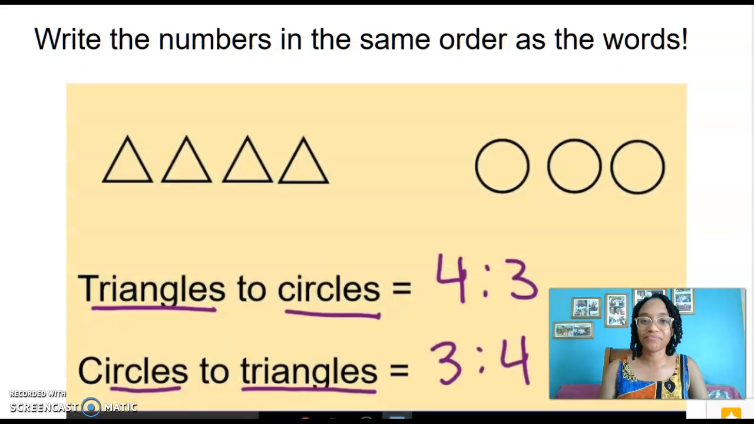Let's try again. Let's write the numbers in the same order as the words. First, I'm going to compare triangles, which is on my left, to circles on my right. There are 4 triangles and 3 circles, so my ratio is 4 to 3. Now, if I change the order of the words, I have to change the order of the numbers as well. Let's compare circles to triangles. There are 3 circles and 4 triangles, so my ratio is 3 to 4.